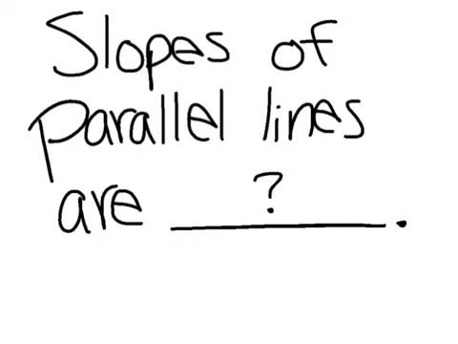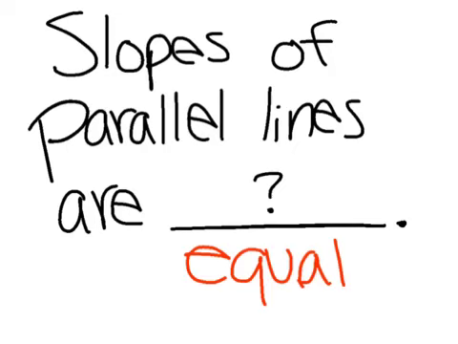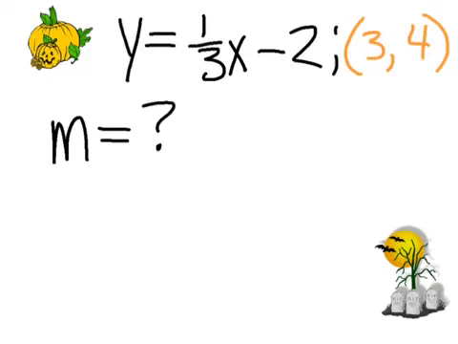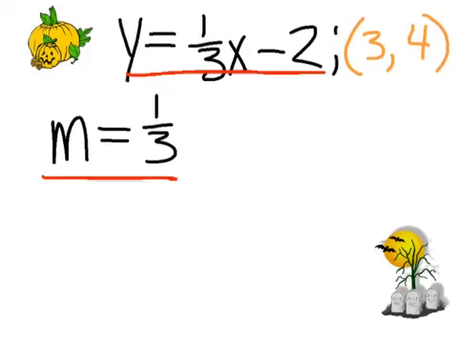Another walk by alert. Slopes of parallel lines are what? Example number 2. We have y equals 1/3 x minus 2. We want to find the slope of the line that is parallel to this line. What's our slope going to be? 1/3, that's right. If our line is parallel to y equals 1/3 x minus 2, then the slopes are going to be the same. So the slope of our new line is going to be 1/3.